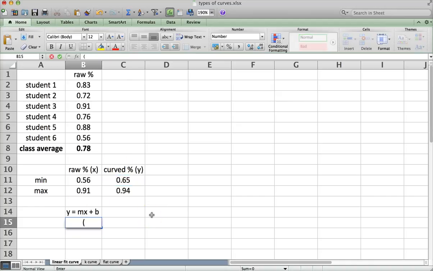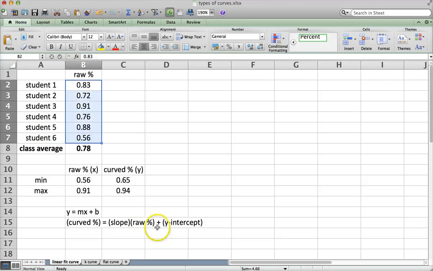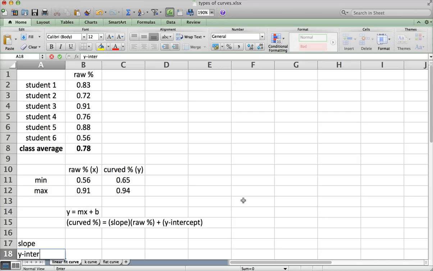So again, the y values are the curved, that's my output, equals slope times x, where x is the raw percent. I plug in these values, and then plus the y-intercept. Okay. So I have to find the slope and the y-intercept so that I can plug in the raw percent into this formula and calculate the curved grade.